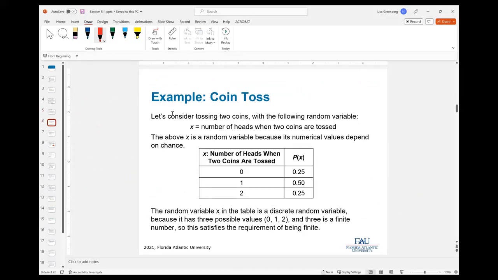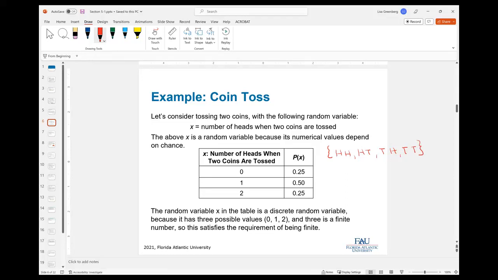All right, let's look at this example. Let's consider tossing 2 coins with the following random variable. X equals the number of heads when 2 coins are tossed. So let's make our sample space. We talked about our sample space before, so it could be heads, heads. It could be heads, tails. It could be tails, heads, or it could be tails, tails. And those are the only possibilities, right?